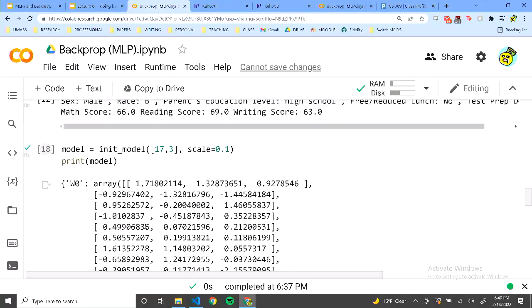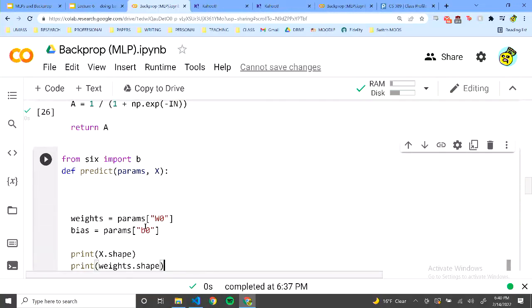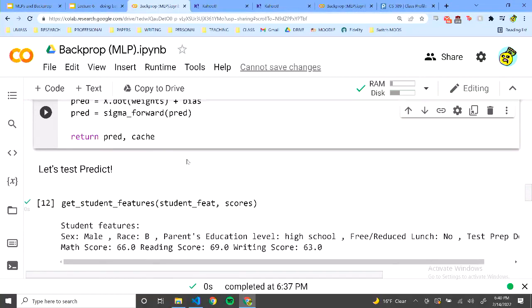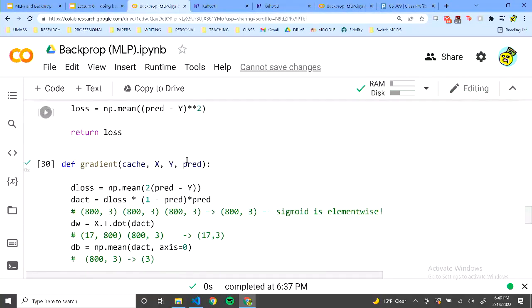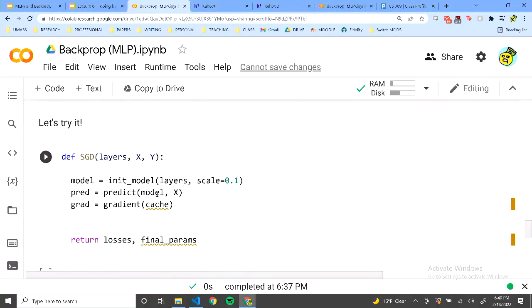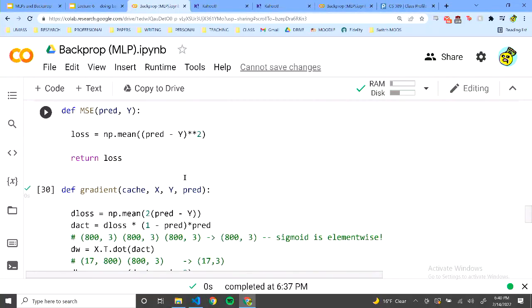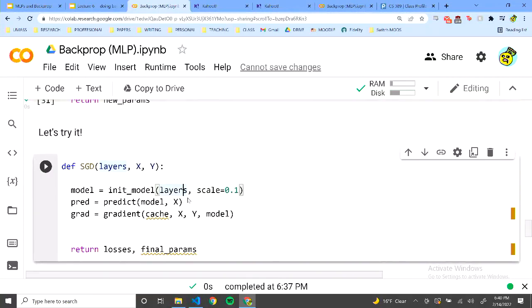But yeah, so we have the cache. For right now, I'll set cache to nothing. So cache is just going to be some empty dictionary for now. We could do something with it though, but let's not for now. So now we have our gradient, which is going to take our cache, our X, our Y, and our model. I'm pretty sure. And our prediction.